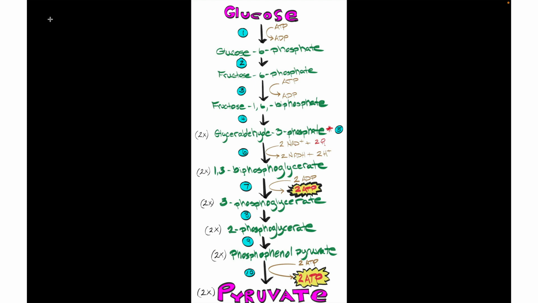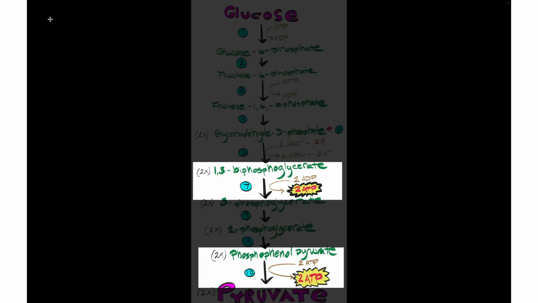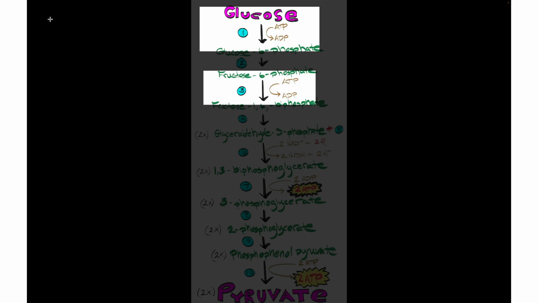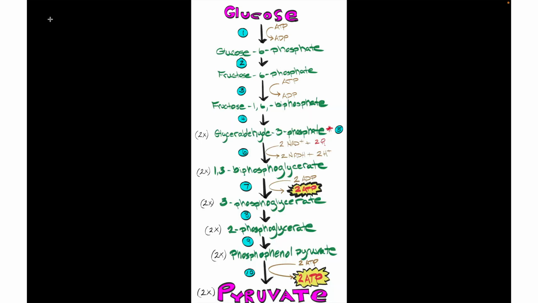So as we see here in step 7 and step 10, there are 2 ATP molecules produced in each of those steps, totaling 4 ATP. But we use 2 ATP in step 1 and in step 3. Hence, there are 2 net ATP molecules produced via the process of glycolysis that ends up with the production of 2 pyruvate molecules.